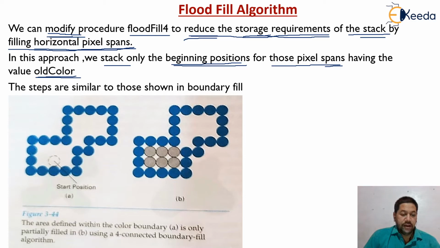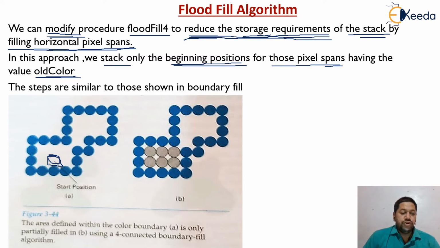For example, consider this particular diagram. This is a similar approach to the one we used in the boundary fill, but our purpose here is to reduce the storage requirement, and to do that we are going to use the horizontal pixel span. For example, I'll show it in diagram A. In diagram A, consider this is my start position. Since I'm using the flood fill algorithm now, I will check whether it has the old color, meaning the interior color. Yes.